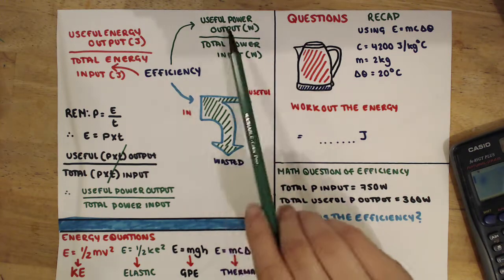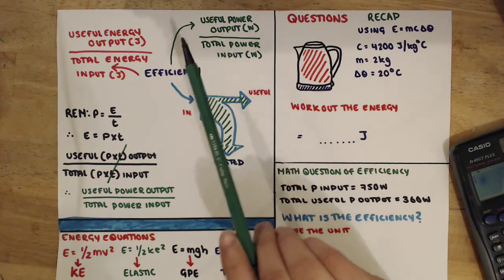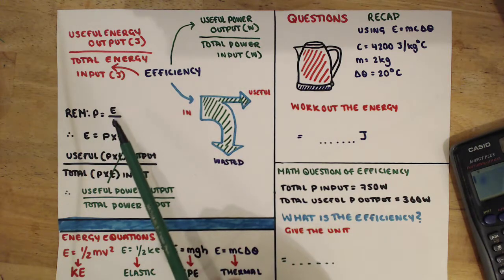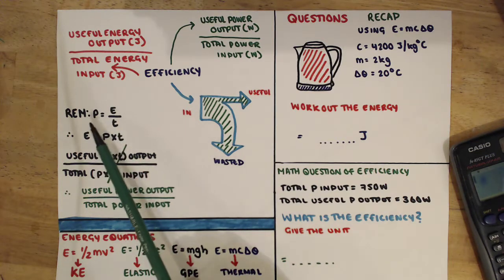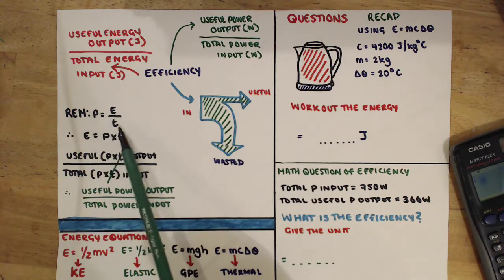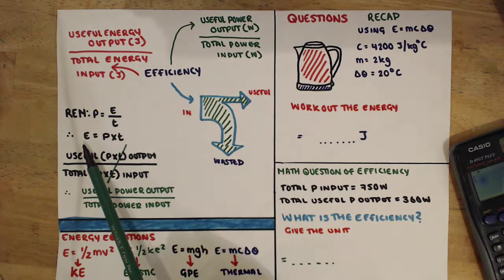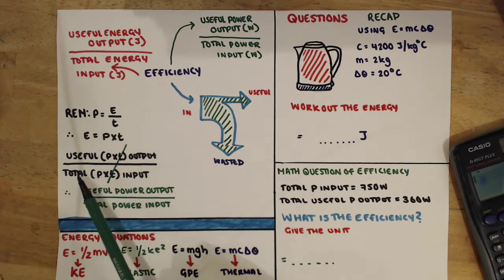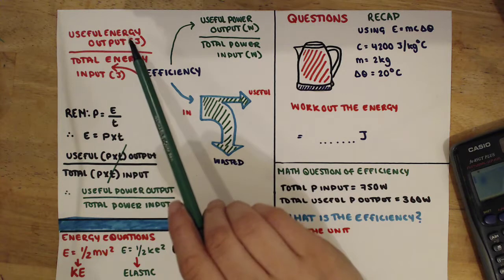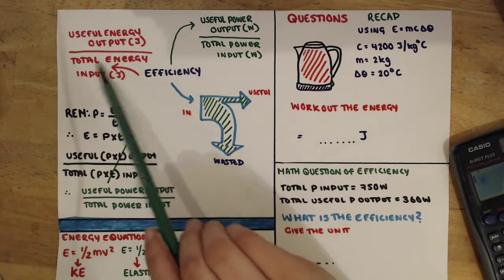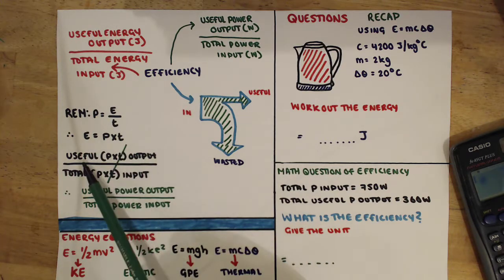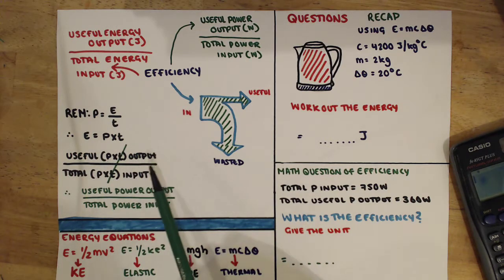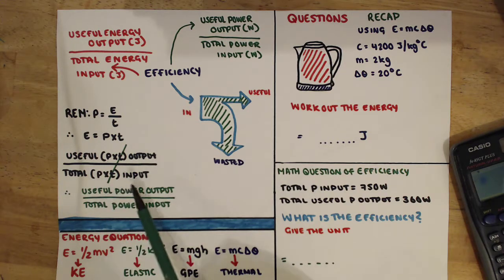Now, these two things are exactly the same thing because we know that power is related to energy and time by this equation here. Power is equal to energy divided by time. If I want to rearrange that, multiply both sides by time. Power times time is equal to energy. So energy is equal to power times time. And I use this equation here, useful energy output divided by total energy input, and I sub in for energy power times time, useful power times time output divided by total power times time input.